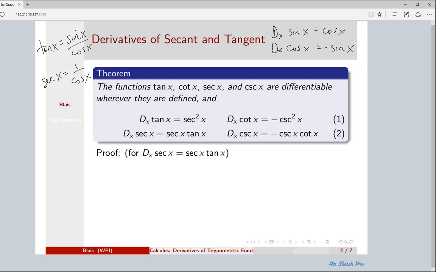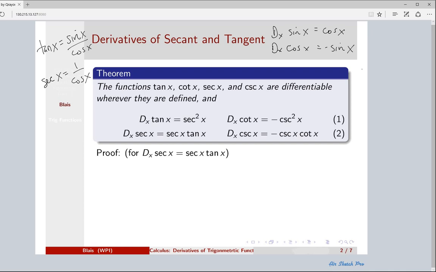That being said, for any x where the function is defined, each of these other four trig functions is differentiable at such x, and we have these rules for their derivatives. The derivative with respect to x of tangent of x is secant squared x. The derivative with respect to x of cotangent of x is minus cosecant squared x. The derivative with respect to x of secant x is secant of x times tangent of x. And the derivative with respect to x of cosecant x is negative cosecant x cotangent x.